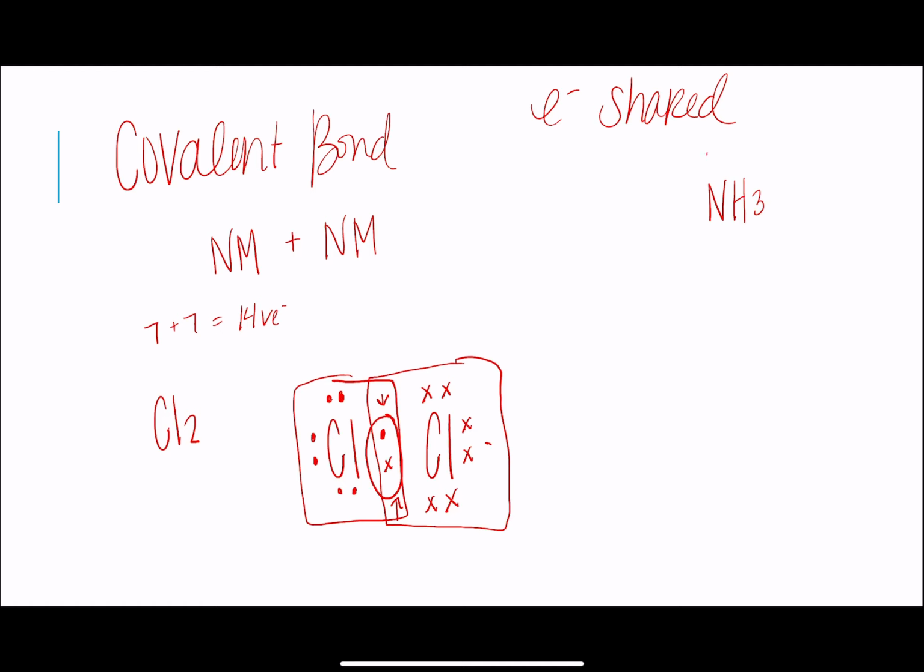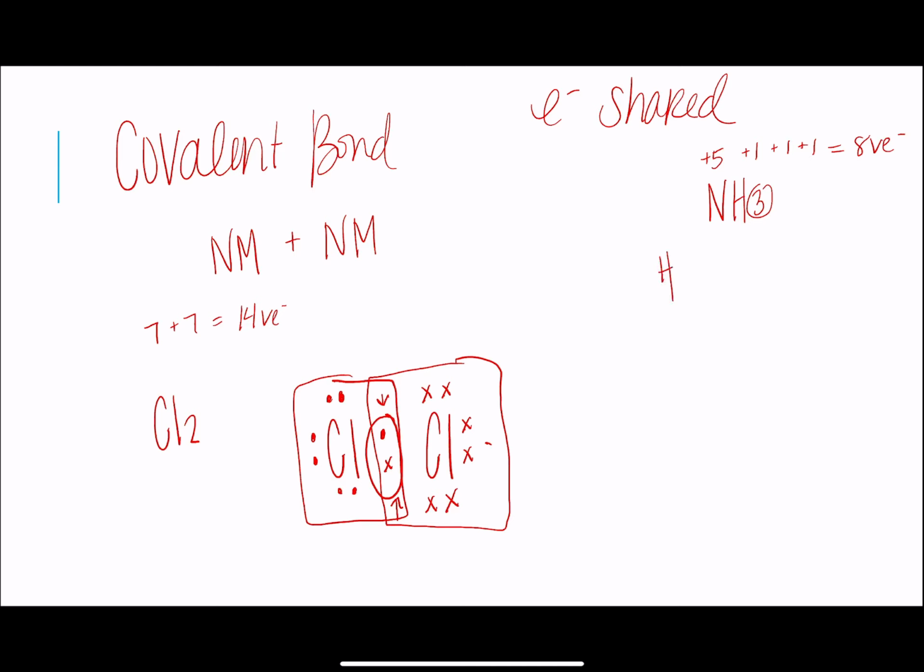So nitrogen has 5 valence electrons. Hydrogen has 1 valence electron, but we have 3 hydrogens here, okay? So total, we're going to have 8 valence electrons. So hydrogen is a little bit of an exception.